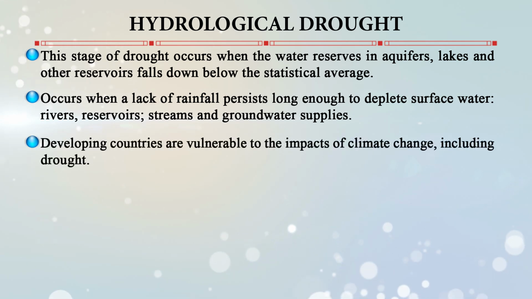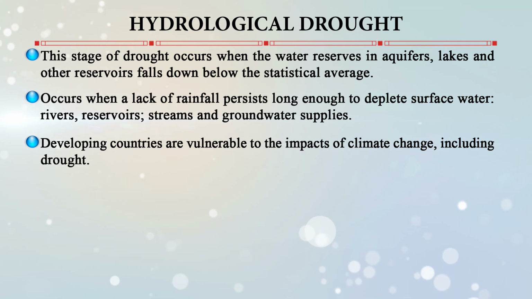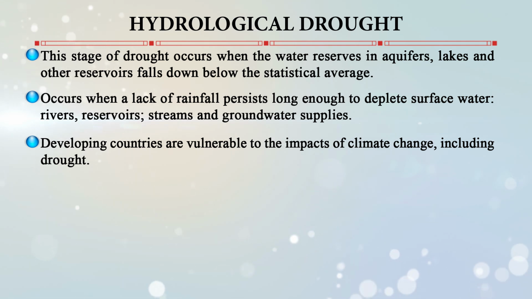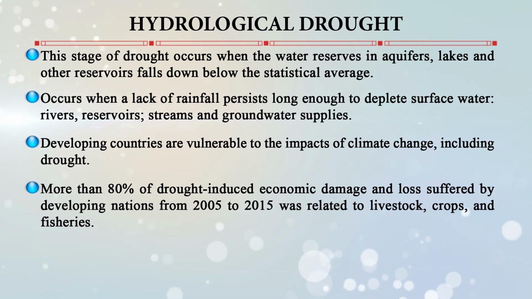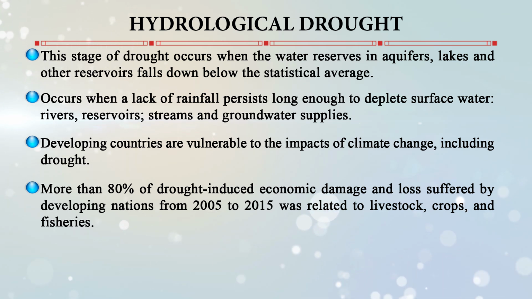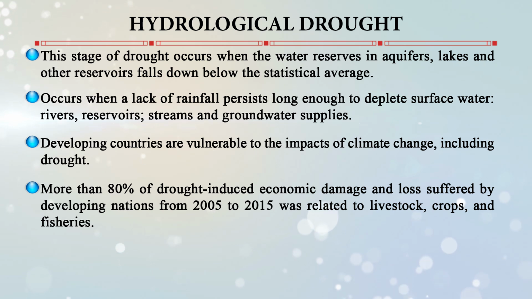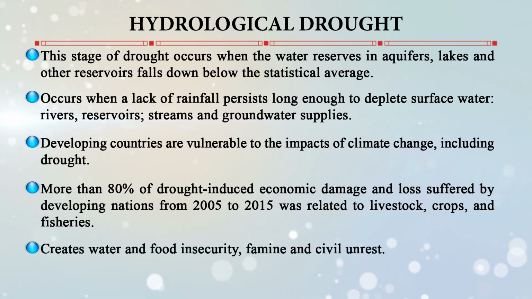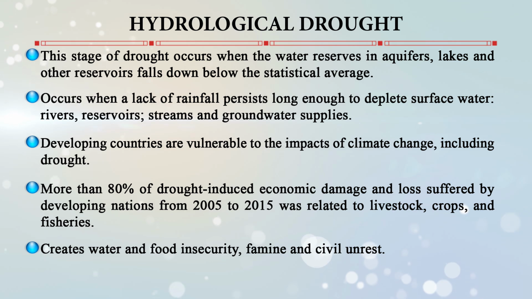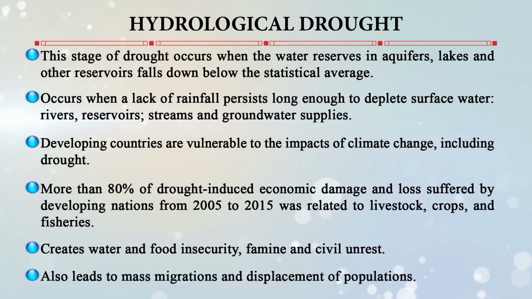Now, developing countries are vulnerable to the impacts of climate change, including drought. We have observed that 80% of the drought-induced economic damage and loss suffered by developing countries from 2005 to 2015, that is a 10-year period, was all related to livestock, crops and fisheries. Drought creates water and food insecurity, famine and also civil unrest. All this finally leads to mass migrations and displacement of populations from one place to another.